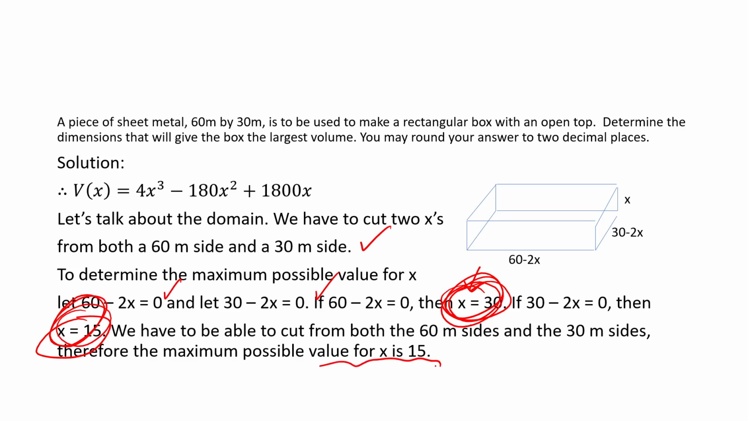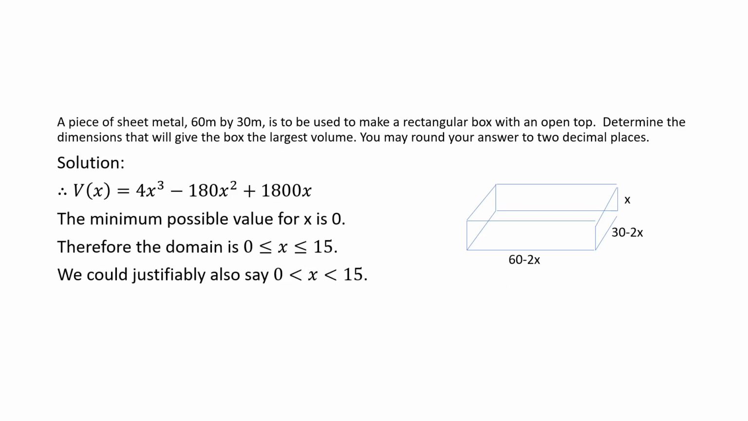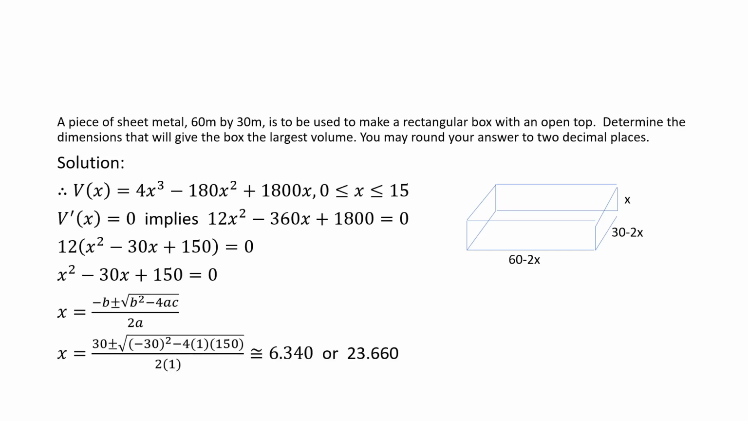But we can imagine theoretically cutting square lengths of 0 or virtually 0 out of each corner and flipping up minuscule sides as well. So we can see that our minimum value for x will be 0, our maximum value for x will be 15. And so we come up with a domain given here, 0 less than or equal to x less than or equal to 15. You might justifiably also say 0 less than x less than 15. So we have our volume formula with our domain written out right here where we've circled it.